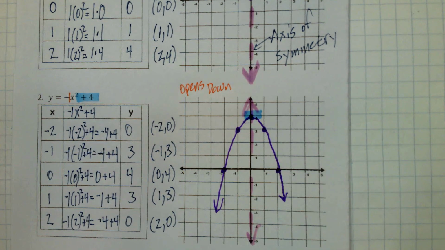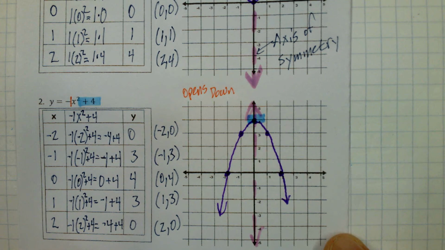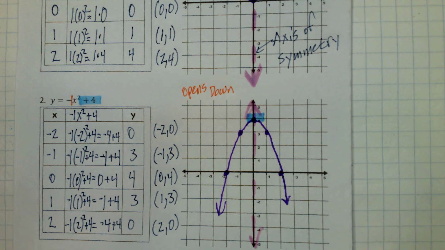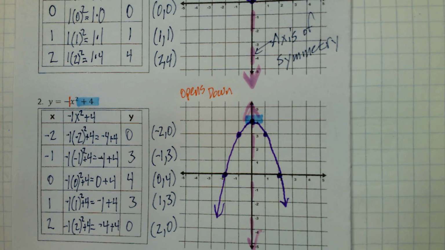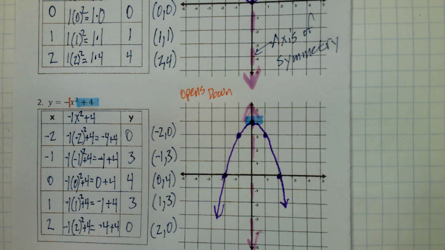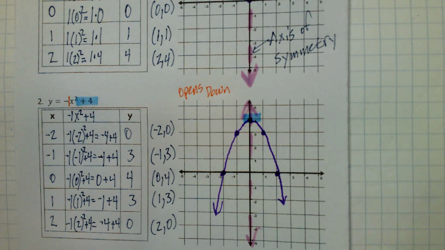Okay, that's because of the plus 4. It shifted it up 4 spaces. All right. Any questions? Anybody still writing down any of this? Because I have to flip my paper over. Okay.